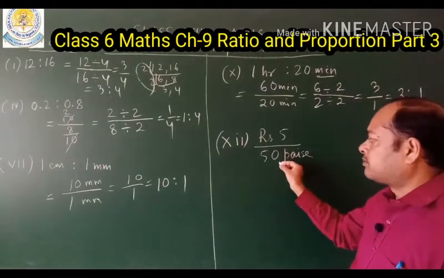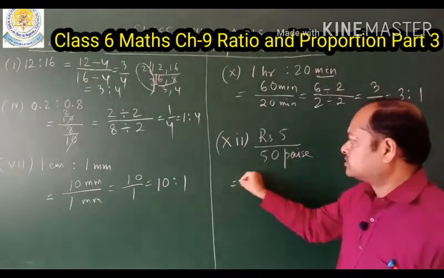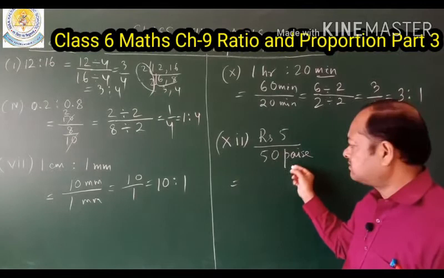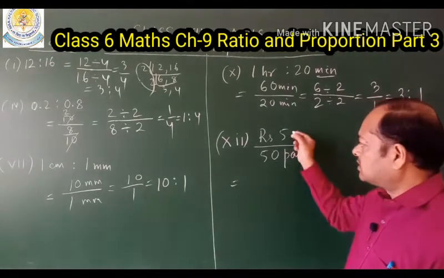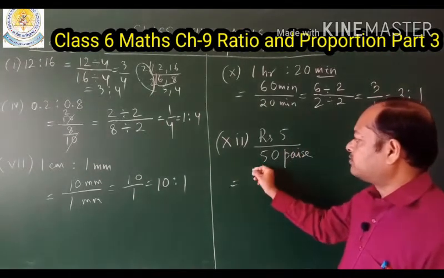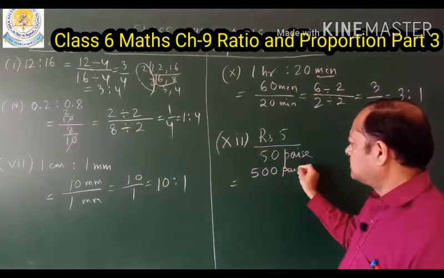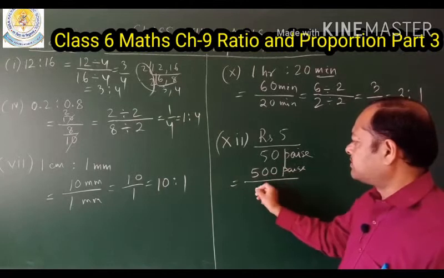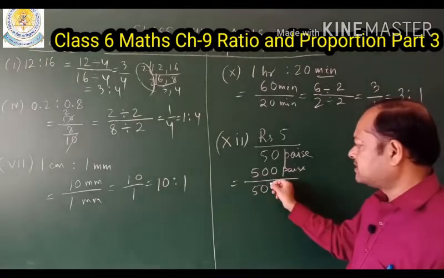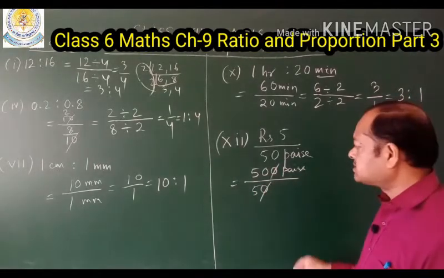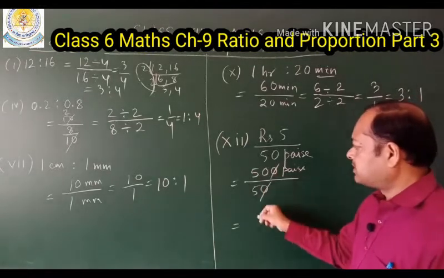Rupees 5 upon 50 paise. So what is the lowest unit here? That is paise. So convert the rupees into paise. 5 rupees equals 500 paise, and already 50 paise is in the denominator. Just minimize it or simplify it. What you got here? 500 upon 50.